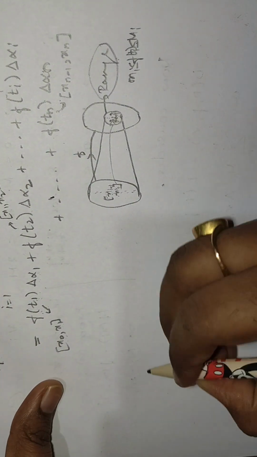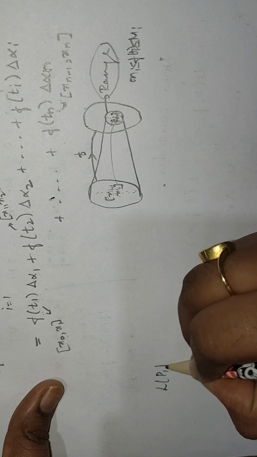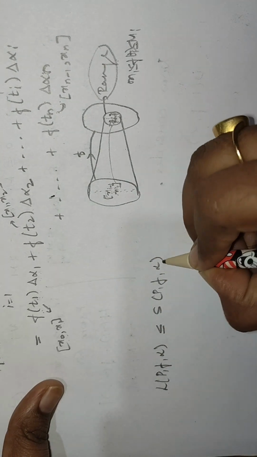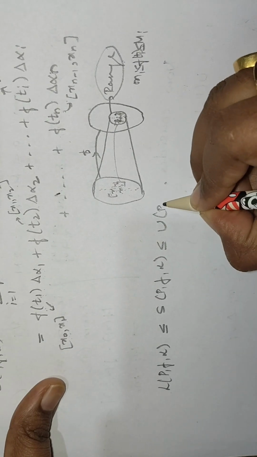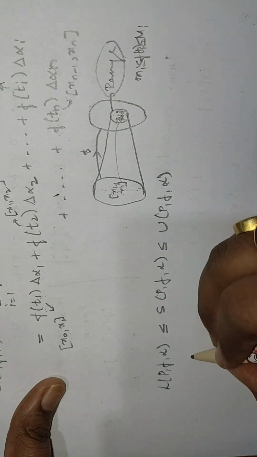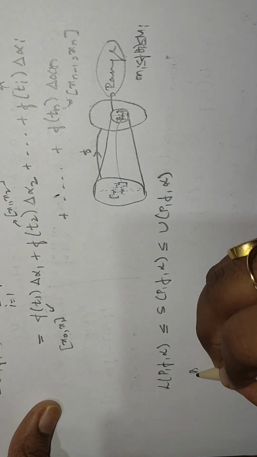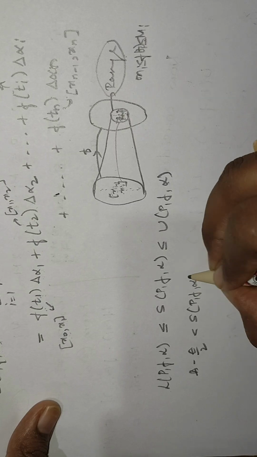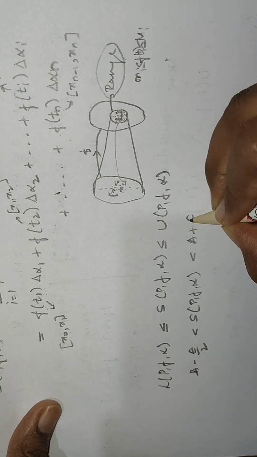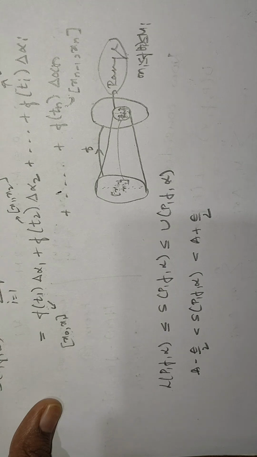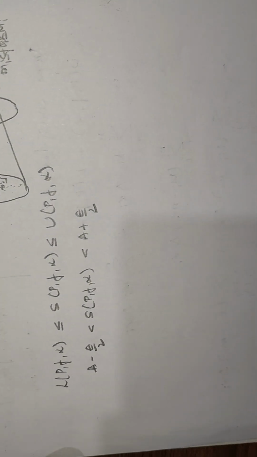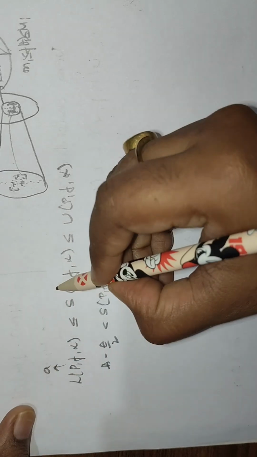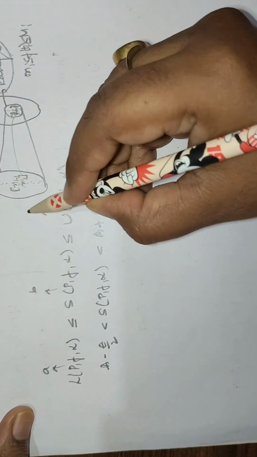Here, we know that L(P, f, alpha) is less than or equal to S(P, f, alpha) less than or equal to U(P, f, alpha). And also we have A minus epsilon by 2 less than S(P, f, alpha) less than A plus epsilon by 2. So we have this. Just for instance, you consider this as some small a, this as b and this as c.